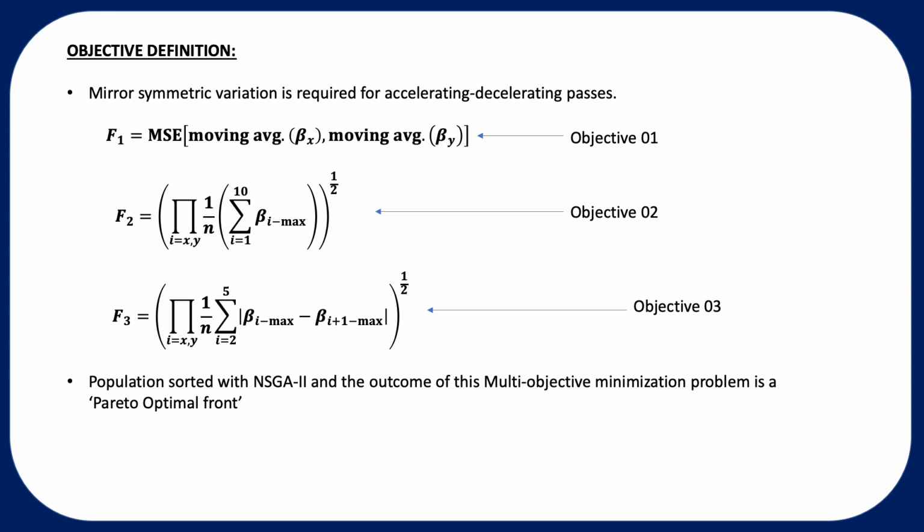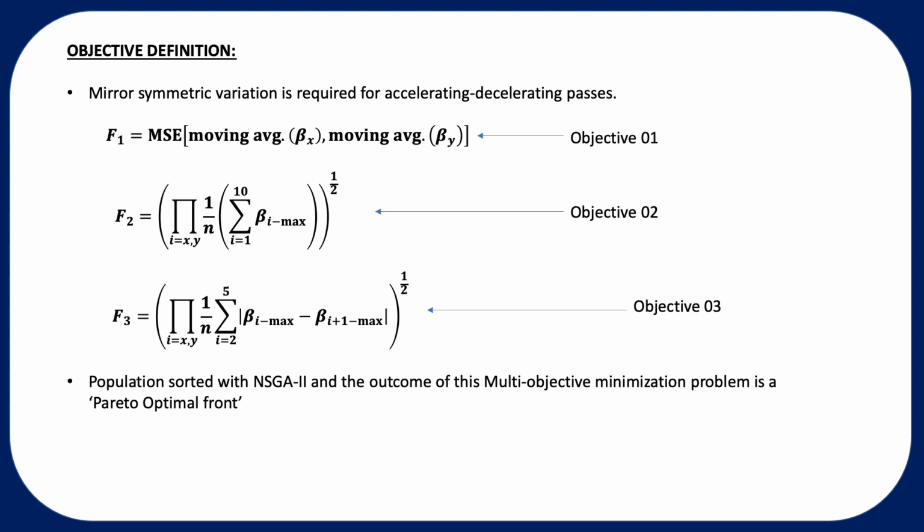The second objective function is responsible for minimizing the peak beta values. We expect to have peak beta values at the end of each pass, but these peak values should not be very large. We consider a margin of nearly 300 meters, and the peak values should be within that limit. The third objective function is responsible for minimizing the difference between the adjacent peak beta values, which helps to preserve the mirror symmetry variation we prefer.